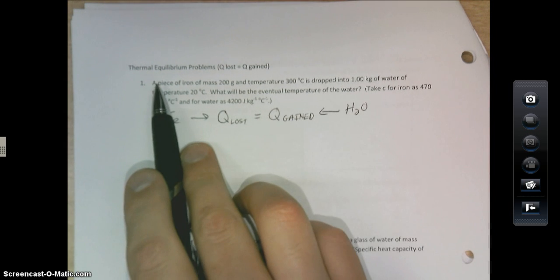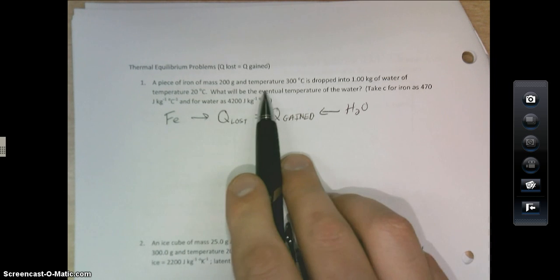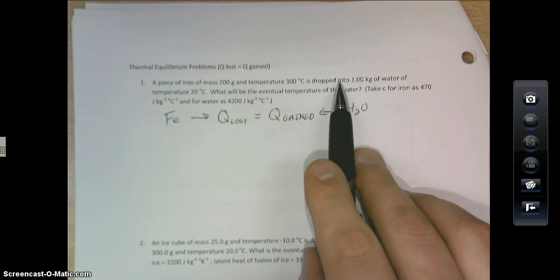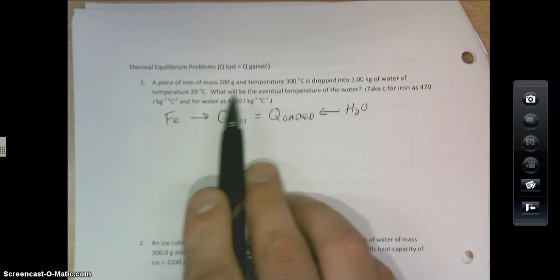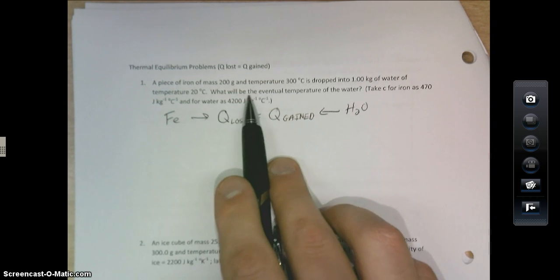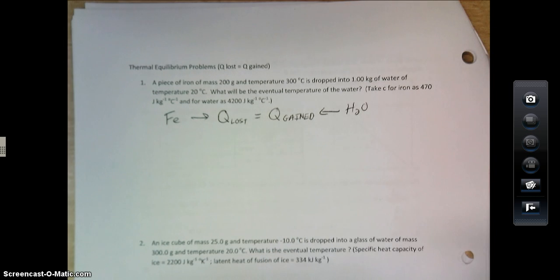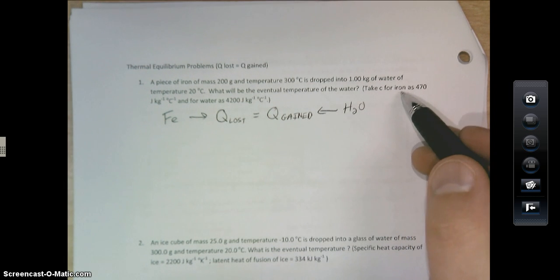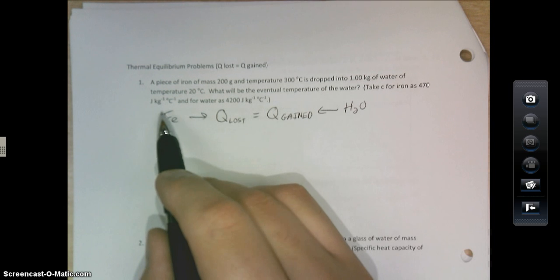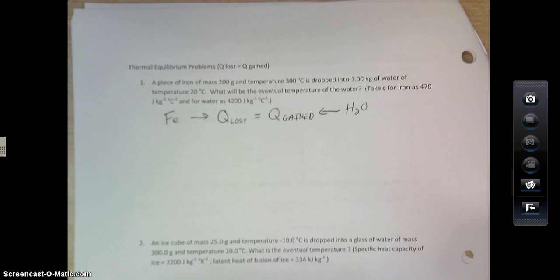If we read the problem itself, a piece of iron of mass 200 grams and a temperature of 300 degrees Celsius is dropped into 1 kilogram of water at temperature 20 degrees Celsius. What will be the eventual temperature of the water? So this is when they reach thermal equilibrium. Technically, both the iron and the water will reach the same temperature. It says take the specific heat for iron to be 470 joules per kilogram degrees Celsius, and for water to be 4,200 joules per kilogram degrees Celsius.